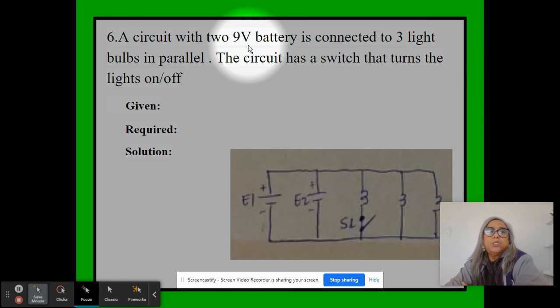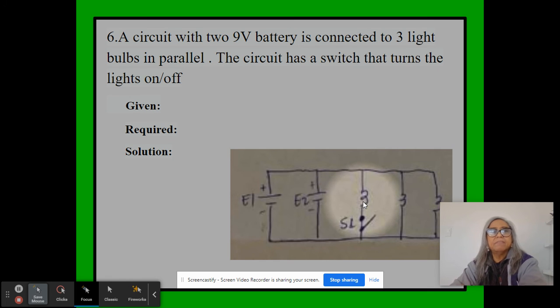A circuit with two 9 volts batteries. So this would be our battery. But of course, when you would be doing this, make sure that you put there 9V, 9V. Connected to three light bulbs in parallel. So this would be our light bulbs. One, two, three. And the circuit has a switch that turns the lights on and off. Okay? So here, only connected to this battery, right? To the set of batteries, right?